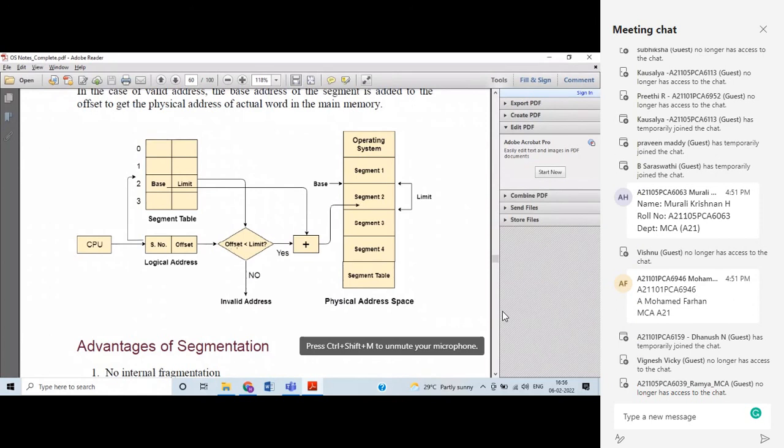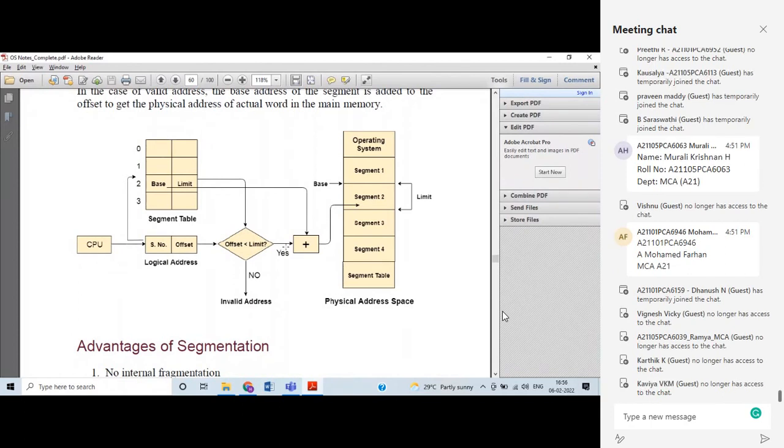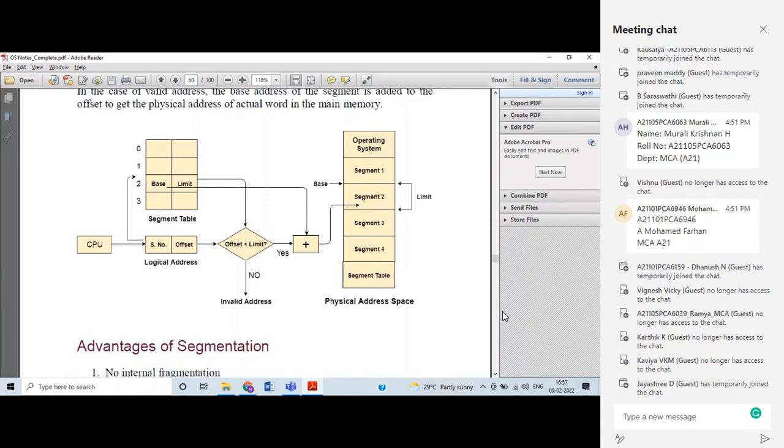Here the offset will be checked with the limit. If the offset is less than the limit, then only it is a valid address. Otherwise it will be an invalid address. When it is a valid address, the base address will be added with the offset, and that will give the segment frame, and it will be mapped to the physical address space, that is the main memory.